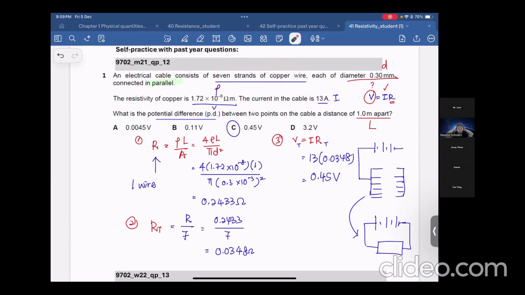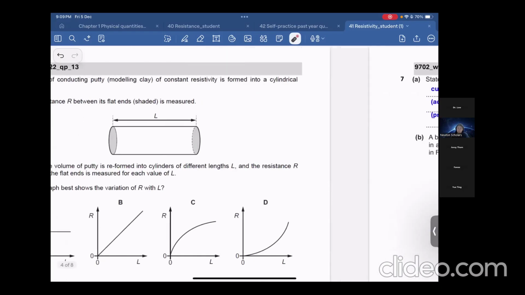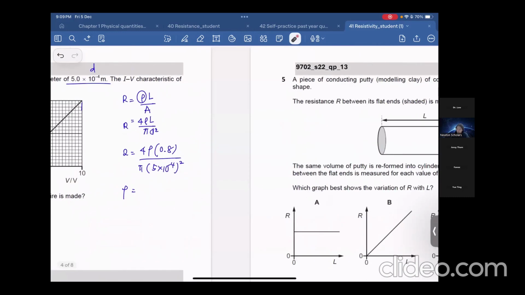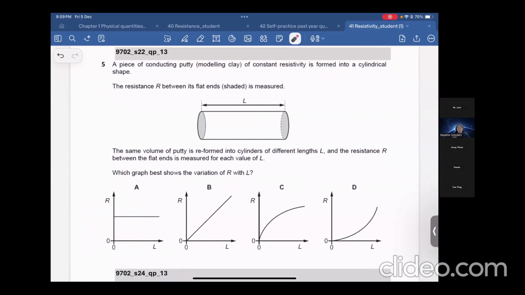We want to go back to page 4. Okay, Wesley, okay. Vashini, okay. Okay, page 4. This one is a good question because it's related with what I mentioned just now. When they ask you about the graph, we always try to find the formula and then make sure, let's say for this one, I compare R and L. So I need to have a formula which relates R and L, and other physical quantities must be fixed, must be constant.